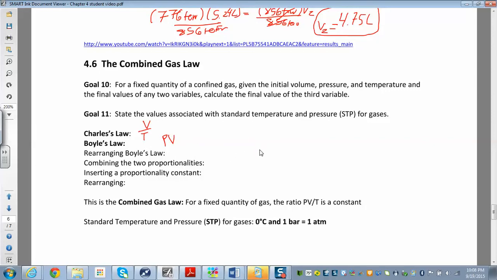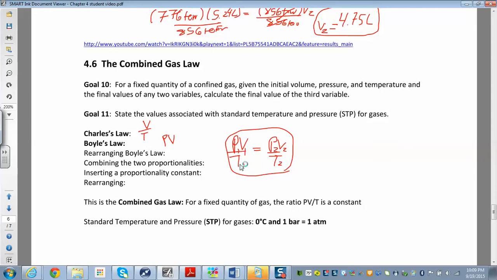So if you put all this together, you get something called the combined gas law, and that says PV over T equals PV over T. So P1 V1 over T1 equals P2 V2 over T2. And this is the combined gas law, which is great because it gets you all of the relationships. So if temperature is staying constant, then just ignore temperature and you get P1 V1 equals P2 V2.